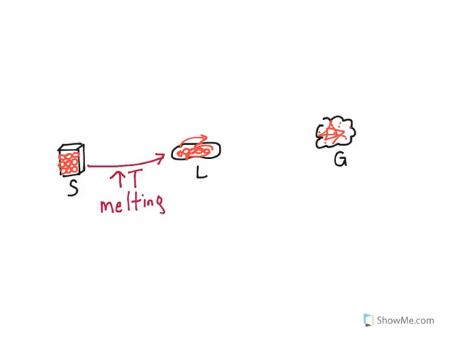And to go from liquid to solid, you need to decrease the temperature. Decreasing the temperature of a liquid to where it turns into a solid is called freezing. Those are probably the most common phase changes that you know.